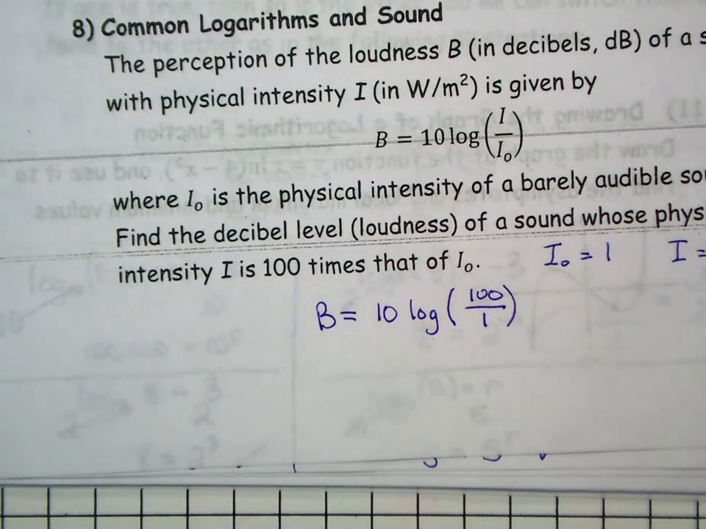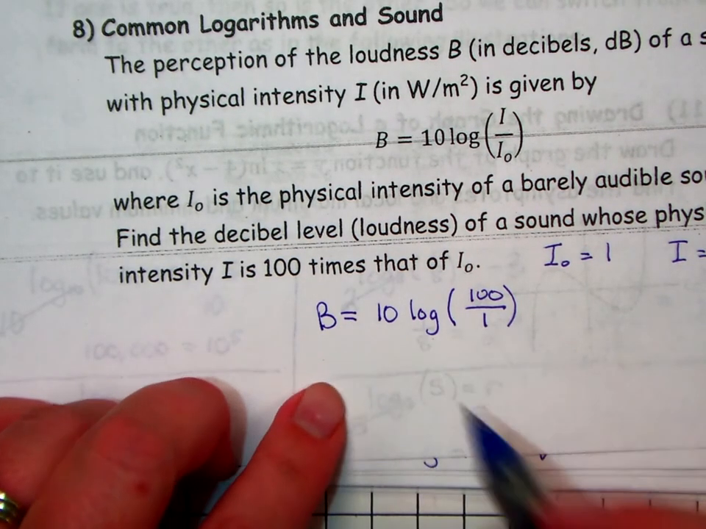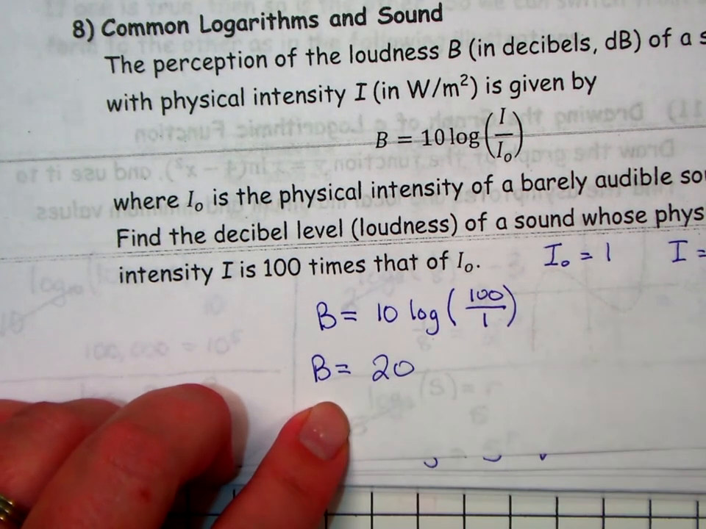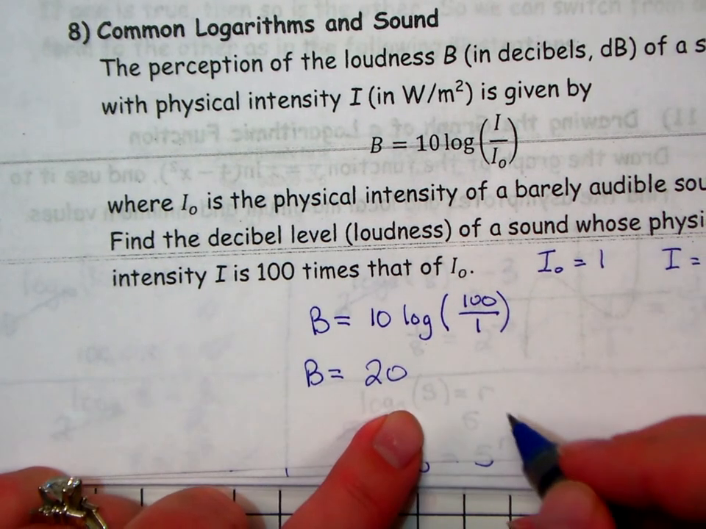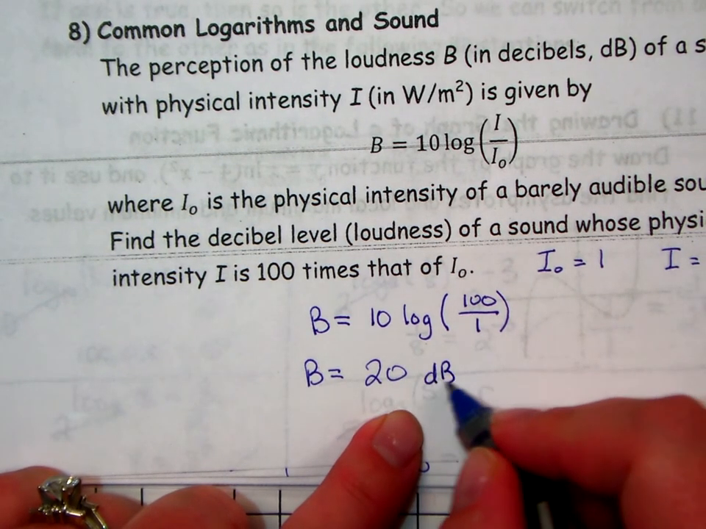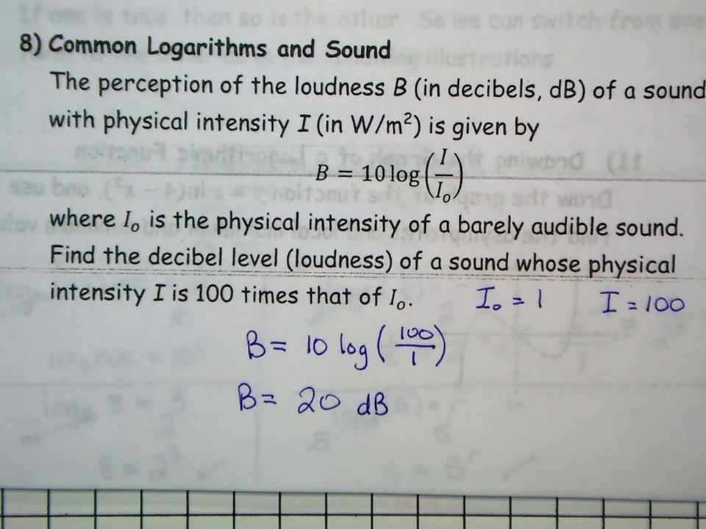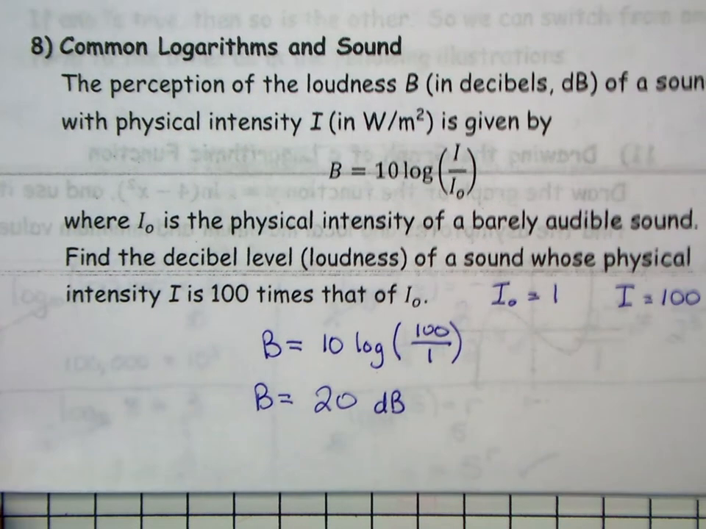But since these were all numbers here, we could just type it into the calculator. So B is 20. That means the decibel level is 20 decibels. All right, it wasn't as hard as I thought it was. I thought we were going to have to solve it, but we didn't. We just plug numbers in. All right, moving on.